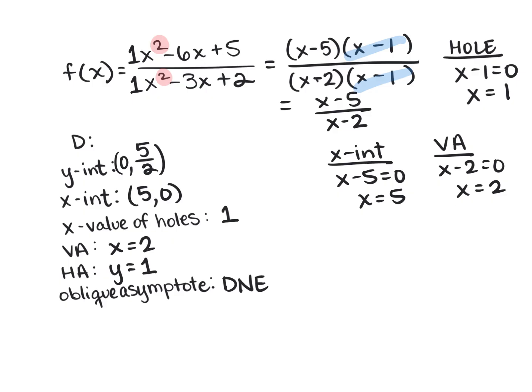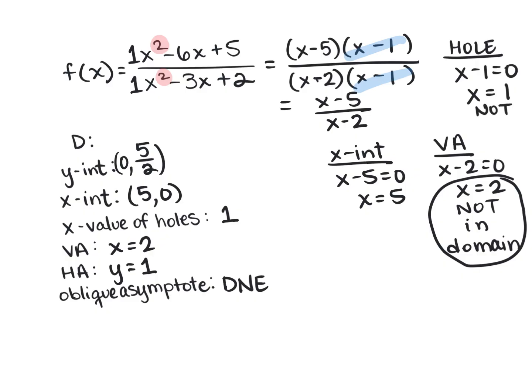Now, vertical asymptotes cannot be in the domain. So that's one x that will not work. Okay, there's one of them. And then a hole cannot be in the domain. So there's the second one that will not work. Now you can have as many as you need to, but in this case we only have 2 that do not work.